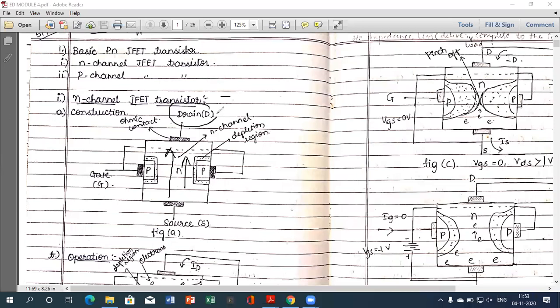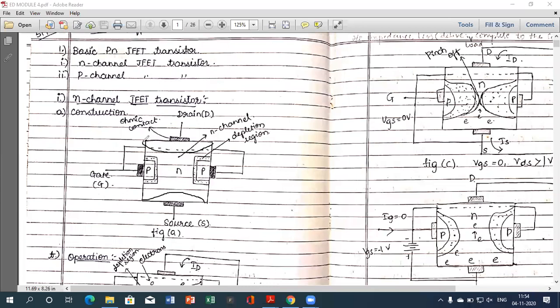This is the drain terminal, this is the source terminal, and this is the gate terminal. So now, how are these terminals connected? Here is the channel, and this part of the channel is the top end of the channel and this part of the channel is the bottom end of the channel.